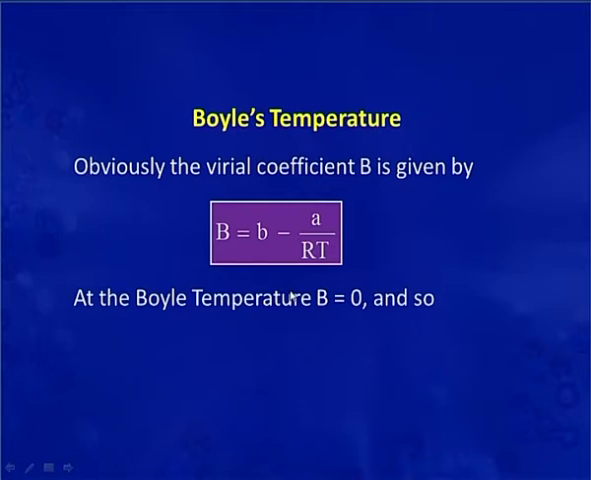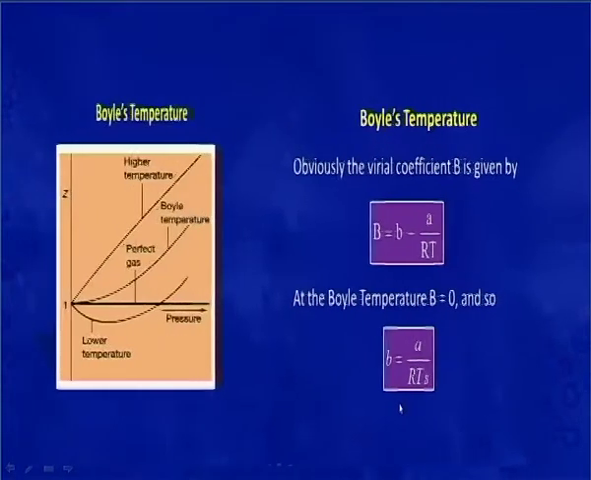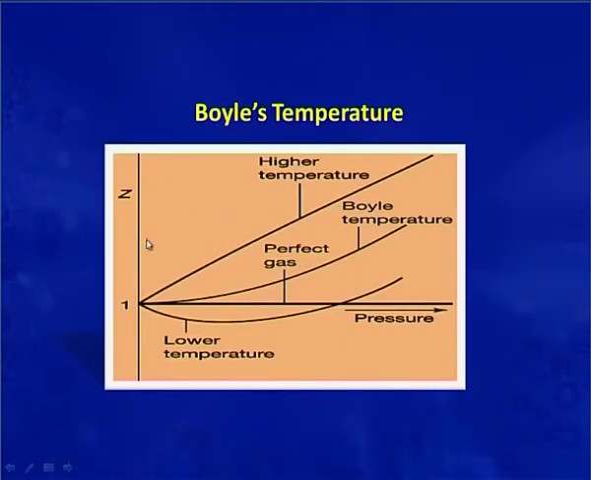But at the Boyle's temperature, this virial coefficient B is 0. So now b is equal to a by R TB here. From this you can calculate this value, this is Boyle's temperature. So that is TB is equal to a by Rb, you will get the value of Boyle temperature here. Let us discuss some cases of Boyle's temperature here.